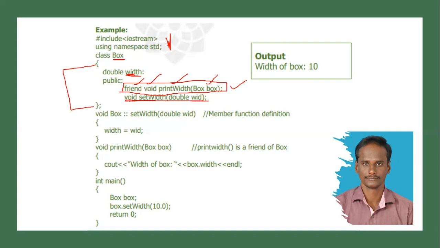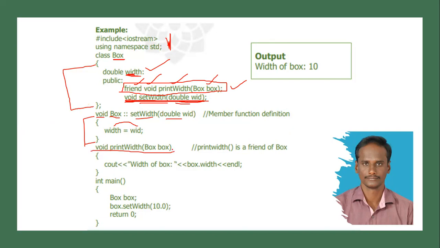If we have declared a member function inside the class, it is defined outside the class with the general syntax: return type, which is void here, and next the class name, Box, then the scope resolution operator, and setWidth is your function name, and it has one parameter. That parameter we have defined here, and the value of wid is assigned to width, which means this data member. So the member function is defined here outside the class.